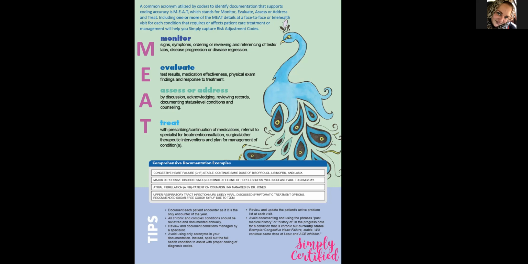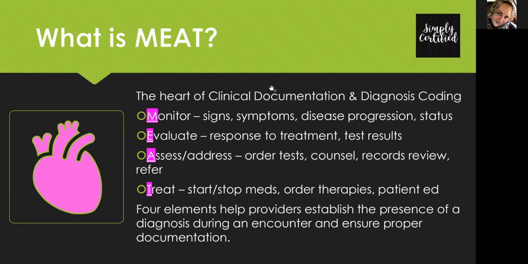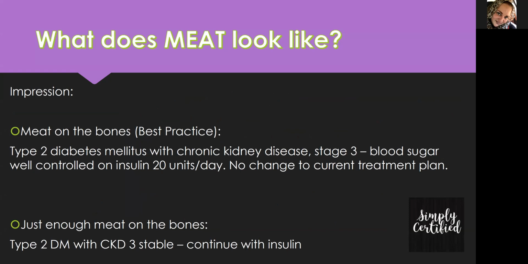I keep saying document because that's what this really is. So here are some examples, and they're really, really simple, little one-liners pretty much. Congestive heart failure, CHF stable, can continue the same dose, right? So these are not diabetes examples, but I put this in here because on the next page we look at the 4 elements again, right? But next I want to see what MEAT looks like. What does the MEAT look like with diabetes?